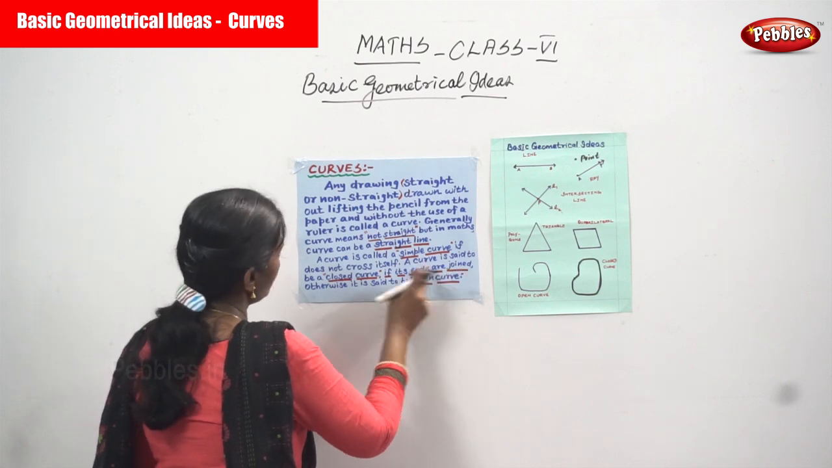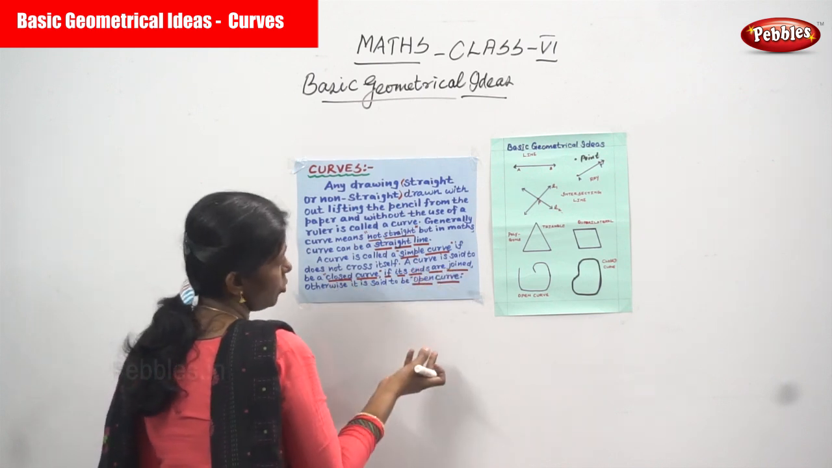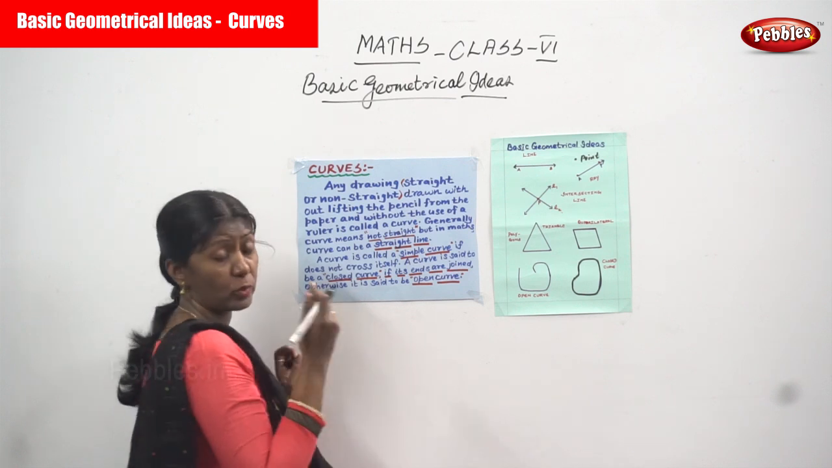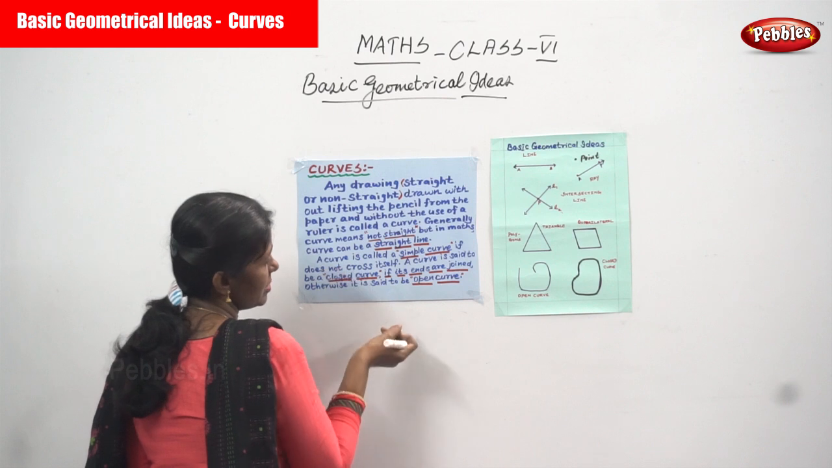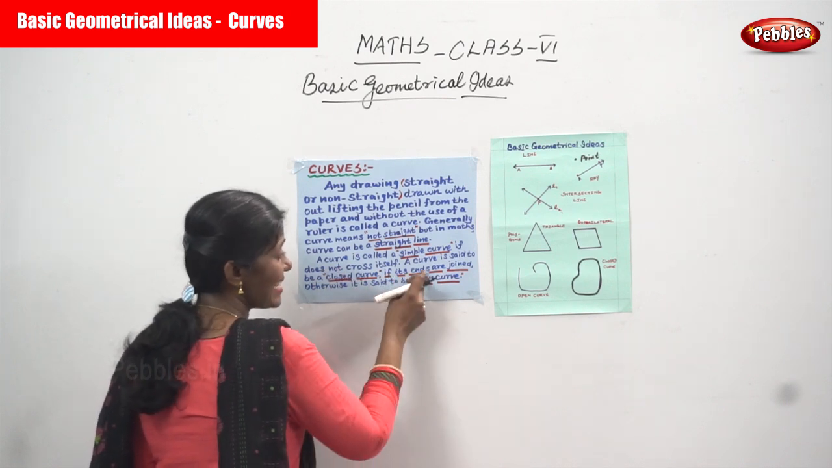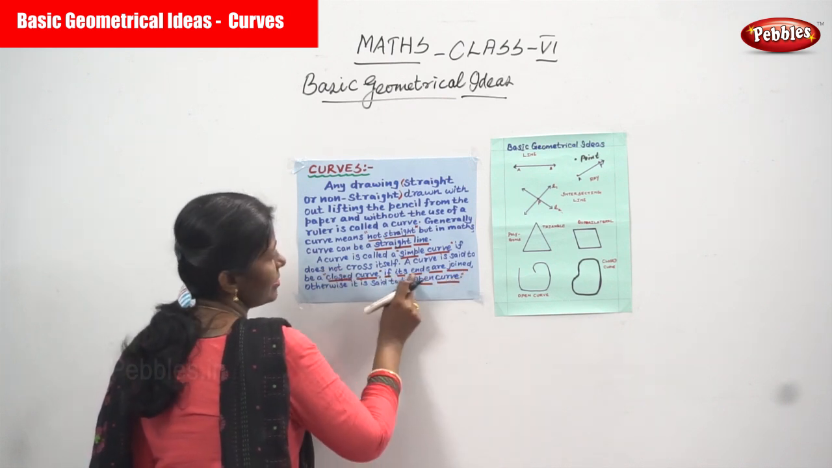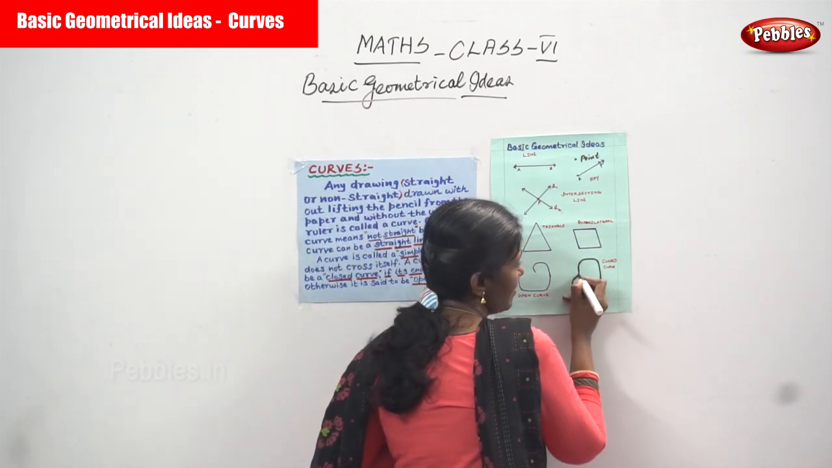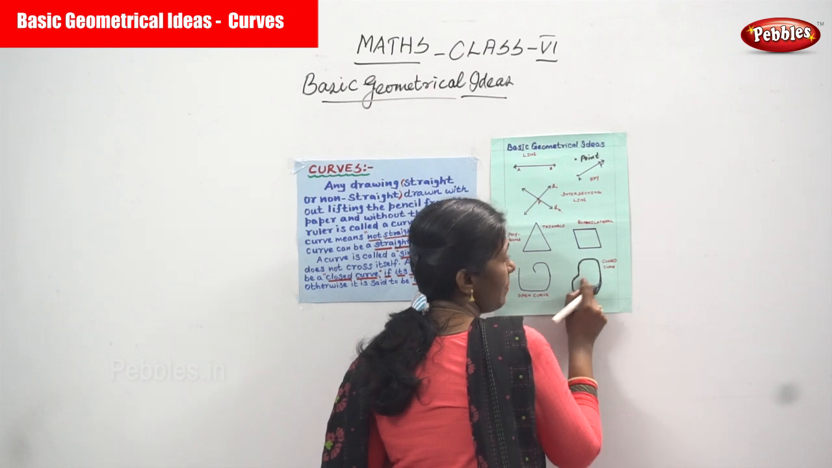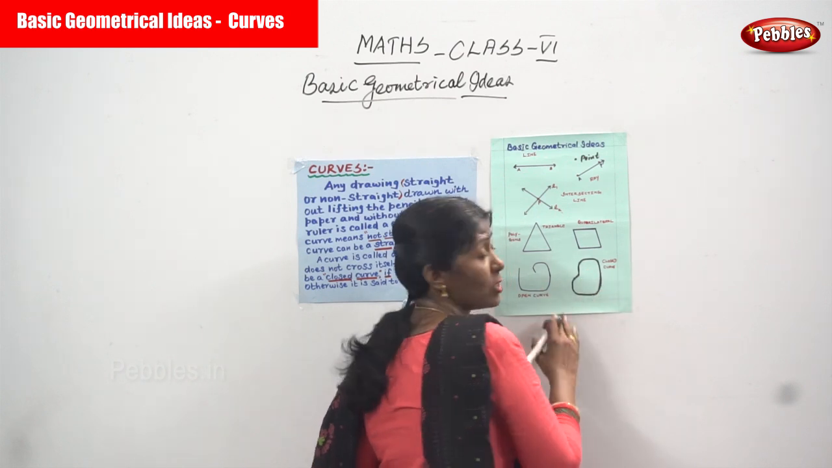A curve is said to be a closed curve if it is closed. There are two types of curve. One is a closed curve, the other is an open curve. If its ends are joined, that means this is the end. If the ends are joined, it means a closed curve. If the ends are not joined, it means an open curve.